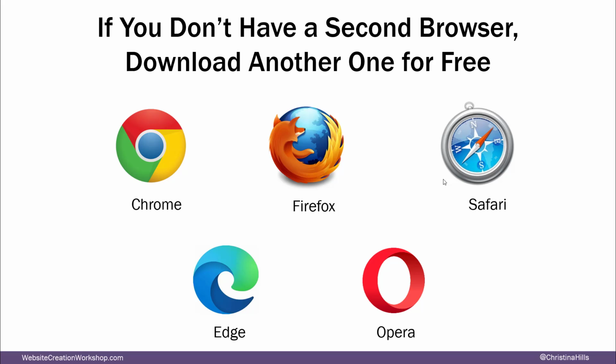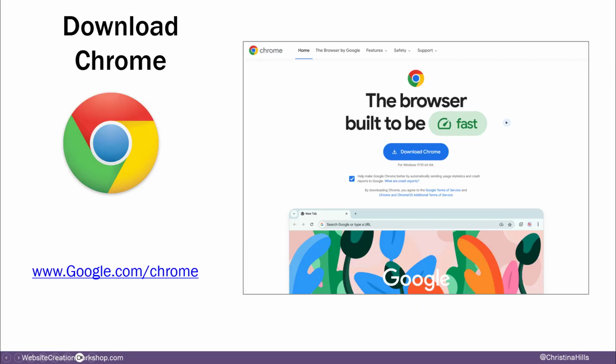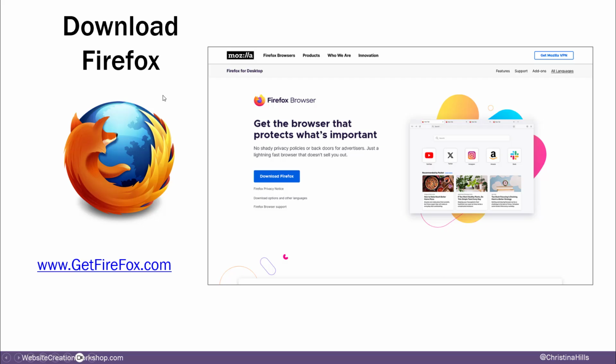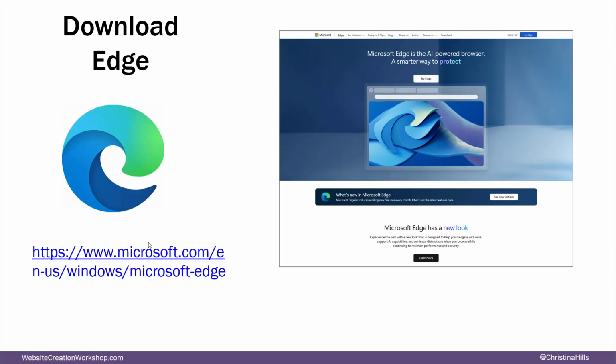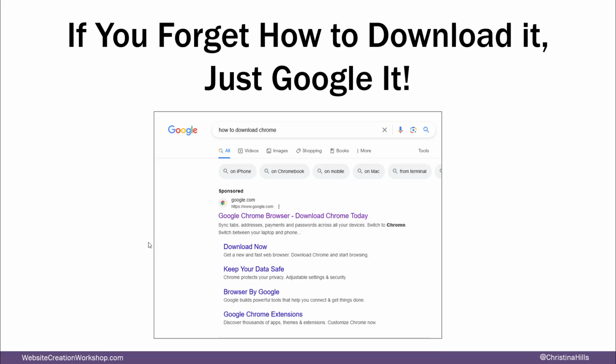So again, you pick whichever one you like to get a second browser. If you don't have Chrome, you can go ahead and download it, and this is what it looks like. Or you can download Firefox, and they make it easy: getfirefox.com. You can download Safari at Apple support. Don't worry about writing this down. Or Microsoft Edge, which is a really long URL. And if you forget how to download it, just Google it.